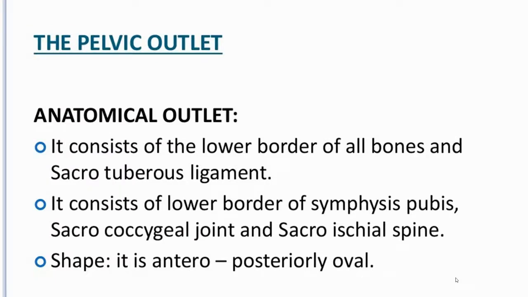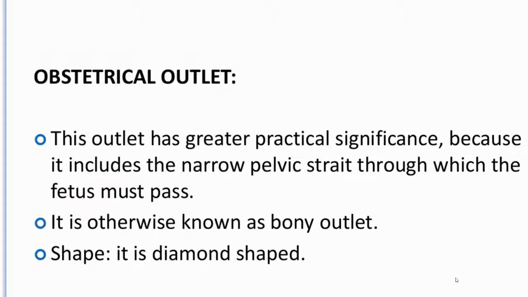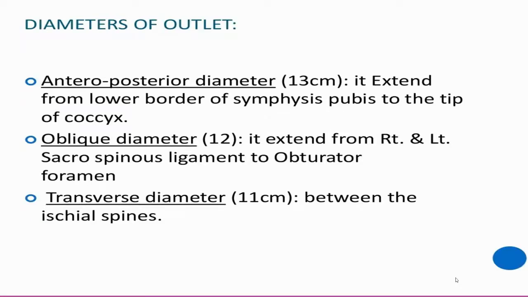Pelvic outlet: it consists of the lower border of the hip bones and sacrotuberous ligament, and it consists of the lower border of the symphysis pubis, sacrococcygeal joint and sacroischial spine, and the shape of it is anterior-posteriorly oval. Obstetrical outlet: the outlet has greater practical significance because it includes the narrow pelvic strait through which the fetus must pass, otherwise known as the bony outlet, and the shape is diamond shaped.